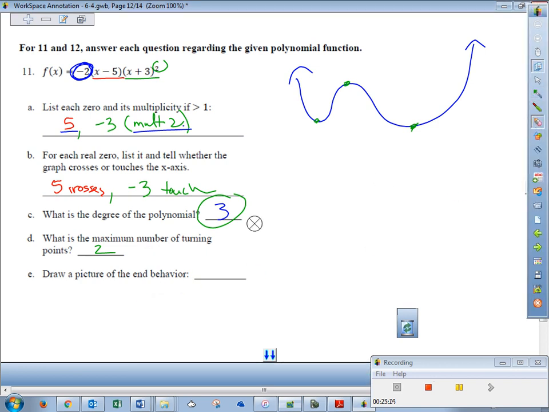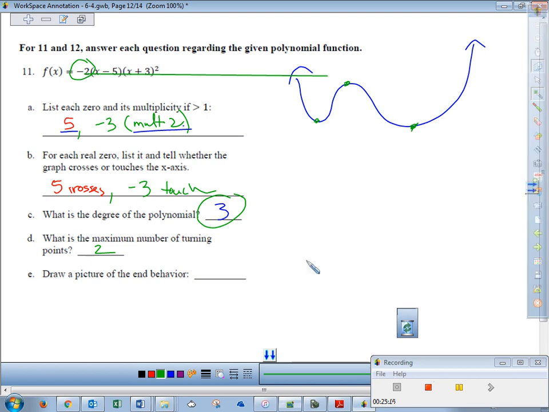Draw a picture of the end behavior. So you know it is an odd degree. You go back up here and look at your leading coefficient, which is negative, correct? So will the arrows be going the same way or different ways? Different ways. Since that is negative, will it go up right or up left? Up left. Positive is up right. Negative is the opposite of that. One more, baby.